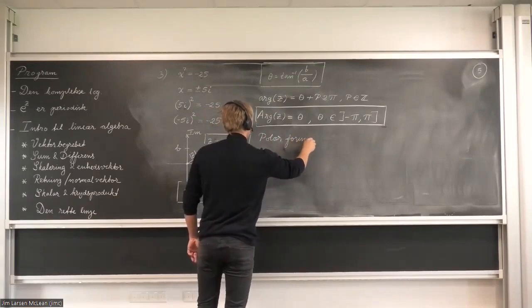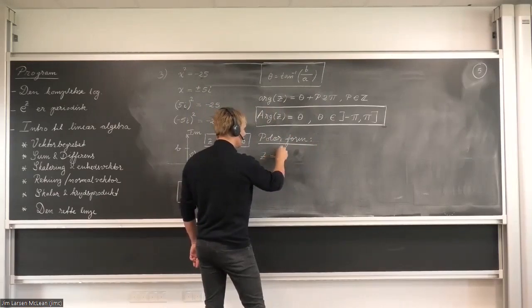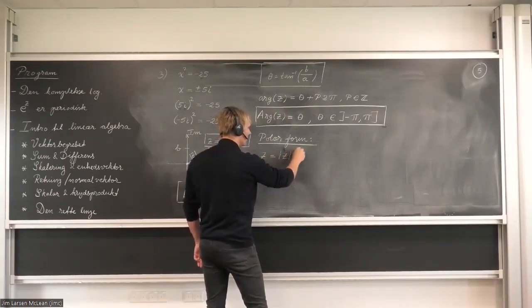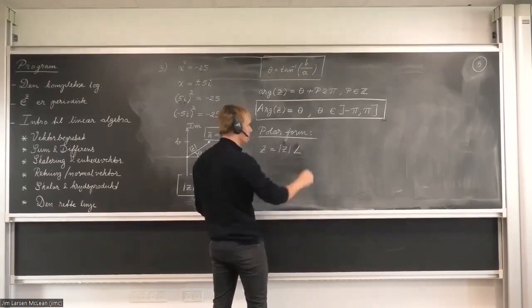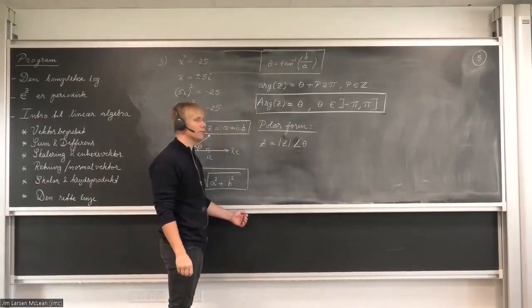And the polar form looks like this. The complex number z with just the modulus of z and then an angle symbol. That's how it goes. There, that's good then. So that's how you can write it.